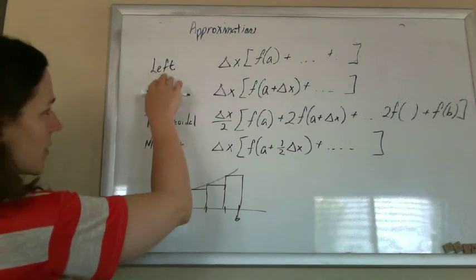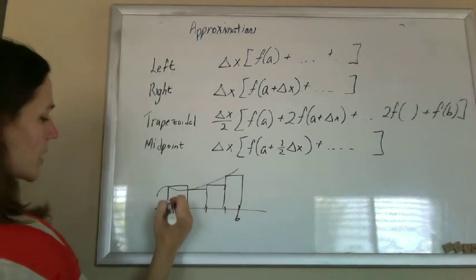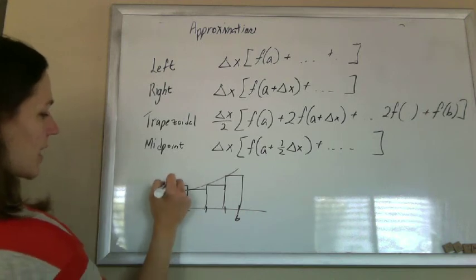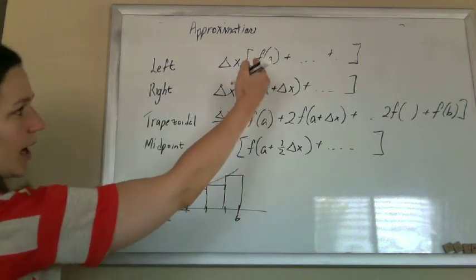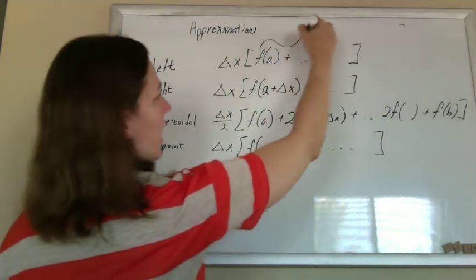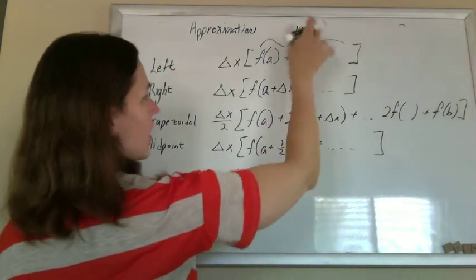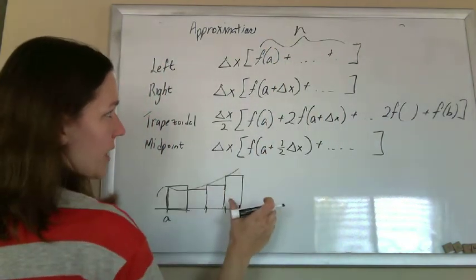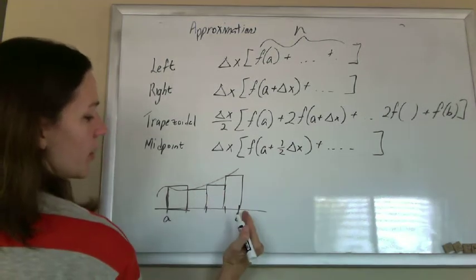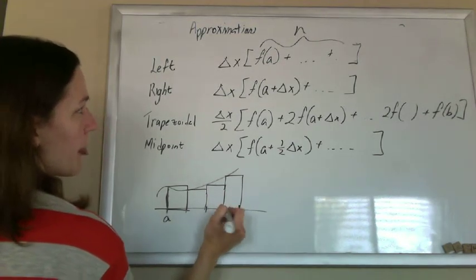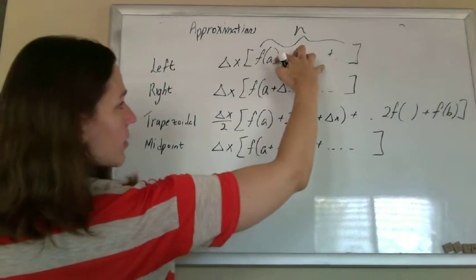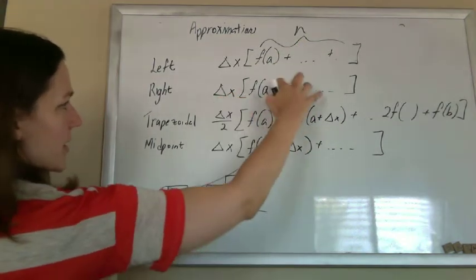So if you're doing a left-hand approximation for your rectangles, the very first height just starts at f of a. And all your heights, you're just going to keep adding until you get the n number of heights for the n number of rectangles. So you're not actually going to get all the way to b, you're going to stop one before it. But if you're doing 4 rectangles, you'll have 4 values.